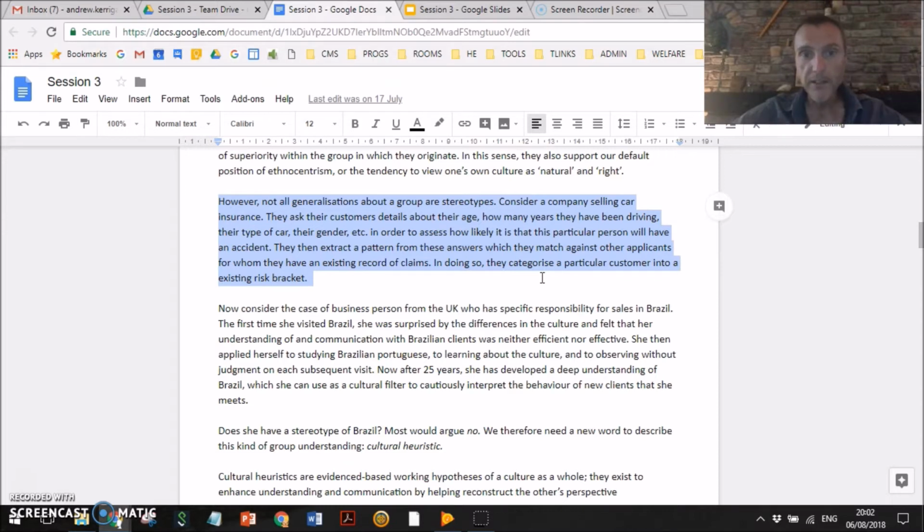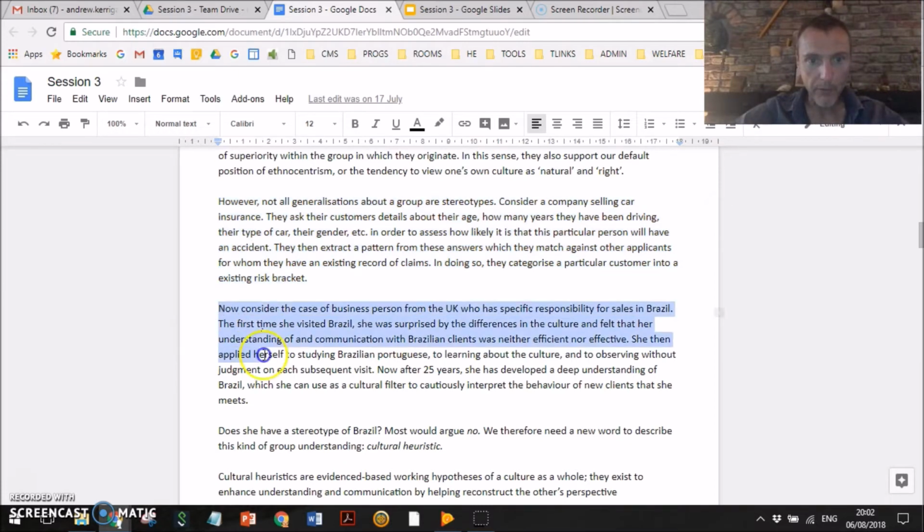So they extract a pattern from the answers that you give, and they match that pattern against other applicants for whom they have existing records of claims. Okay, so that is generalizing and bracketing someone as belonging to some risk brackets. Okay.